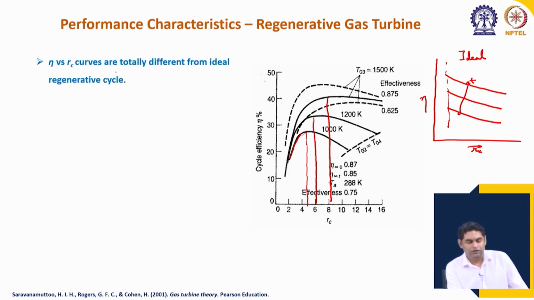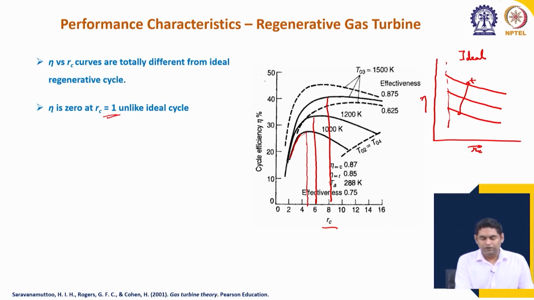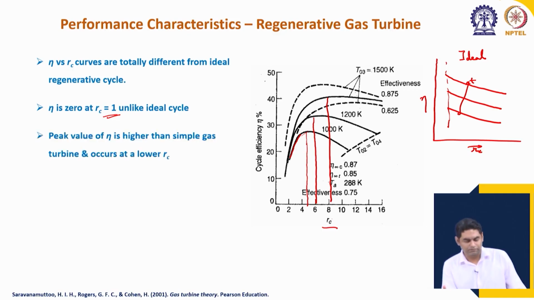So, the points that we can note here are that efficiency versus compressor pressure ratio curves are completely different from the ideal regenerative cycle. Here there is a minimum value of 0, then it increases to a peak value and then starts decreasing more or less sharply. Efficiency is 0 not at RC equal to 1, but at a value of RC where the turbine generates just sufficient work to run the compressor.